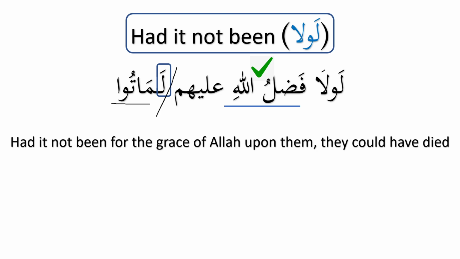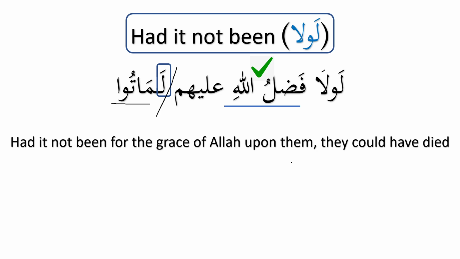So that's why it is called harfu imtina'in li wujudin: because something existed, that's why the other thing did not happen. So had it not been for the grace of Allah upon them, they could have died. Why didn't they die? Because they had the mercy of Allah subhanahu wa ta'ala.